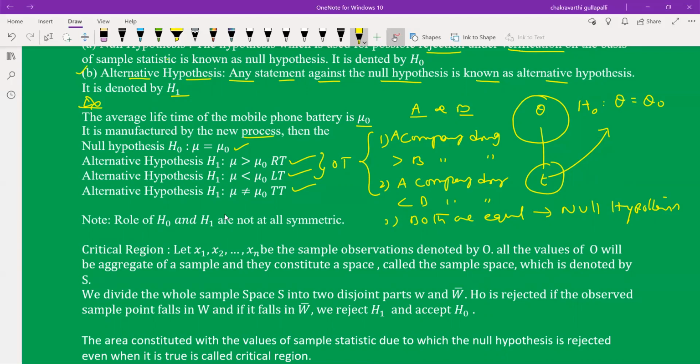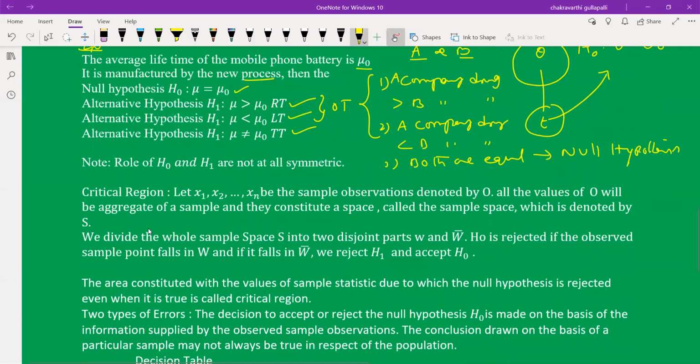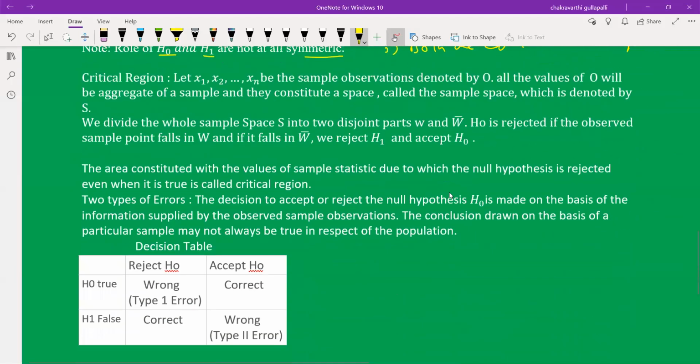So the alternative hypothesis may be in the form of a one tail test or a two tail test. Based on the two tail or one tail test, we have to choose the correct table values. Using those table values, we accept or reject the hypothesis. That is the procedure. The roles of H0 and H1 are not at all symmetric. This is a very, very important remark. So the null hypothesis and alternative hypothesis are explained here.